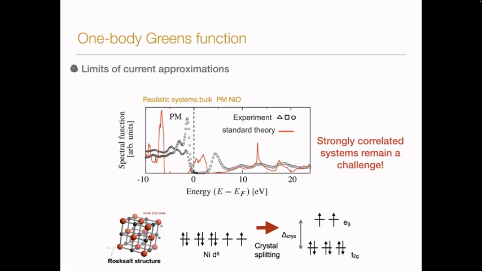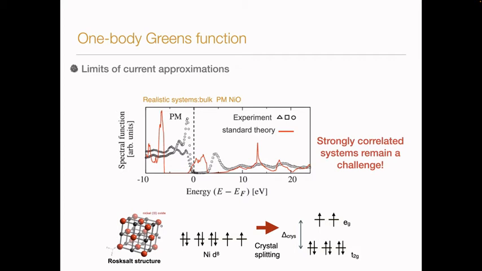Okay, so here, just to sketch this system, the nickel atom has 8 electrons. Due to the crystal field, you have some splitting of the electrons into T2G and EG, and EG are partially occupied. That's why standard theory, standard approximations, give you a metal, while in nature it's an insulator, and it's precisely the strong interaction of electrons in the EG which opens a gap.